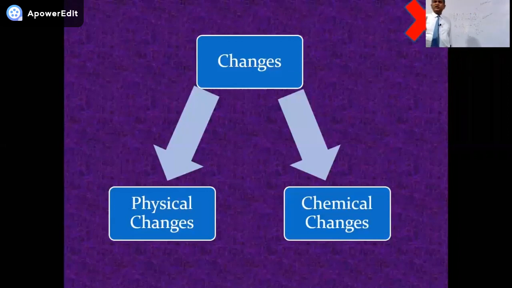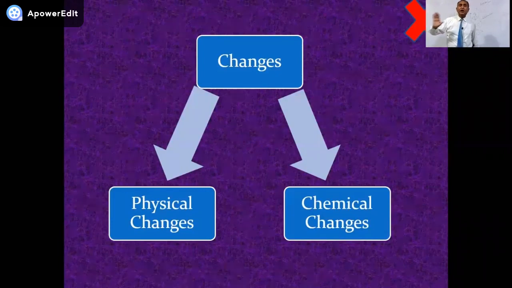Five. There are two types of changes, permanent changes and temporary changes. Conversion of milk into curd, chemical, permanent. Burning of paper, permanent. Okay? We are growing from a little kid to a bigger one, permanent change. These are called chemical changes. They can't be reversed by ordinary methods.